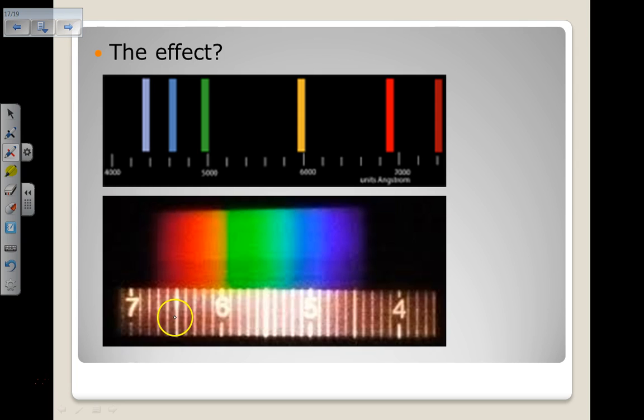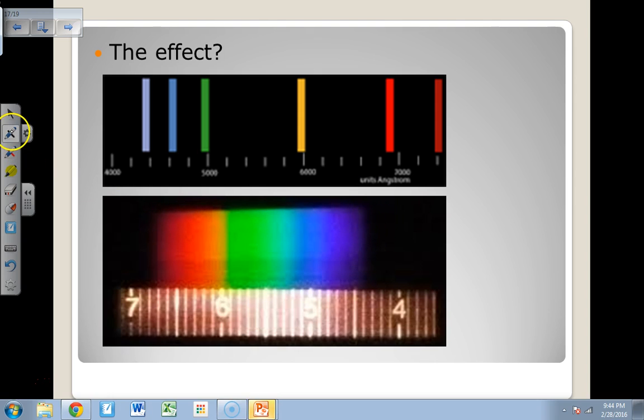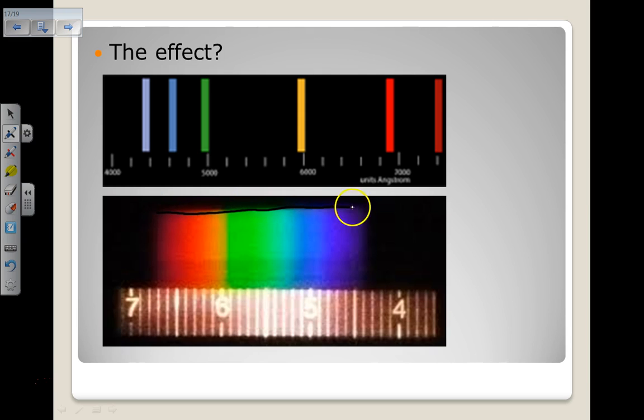Here is a spectroscope. This is, I think, just a regular white light bulb, like an incandescent light bulb, not one of the twirly ones, but like the old style ones. And so this is what you see. You see the electrons moving up in energy and then back down.